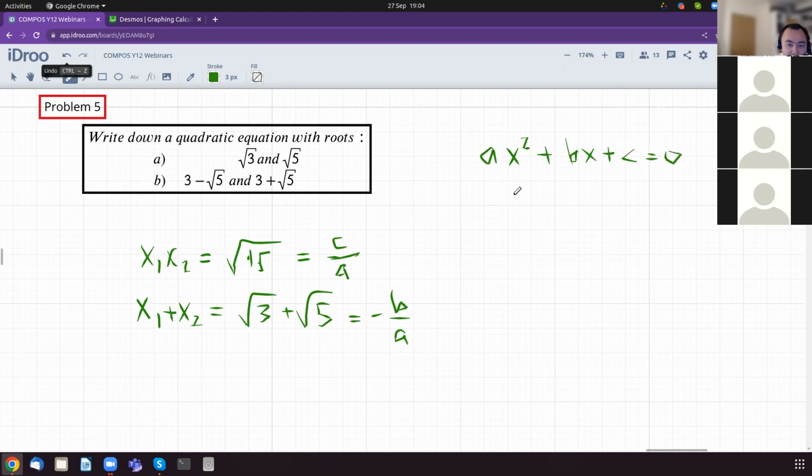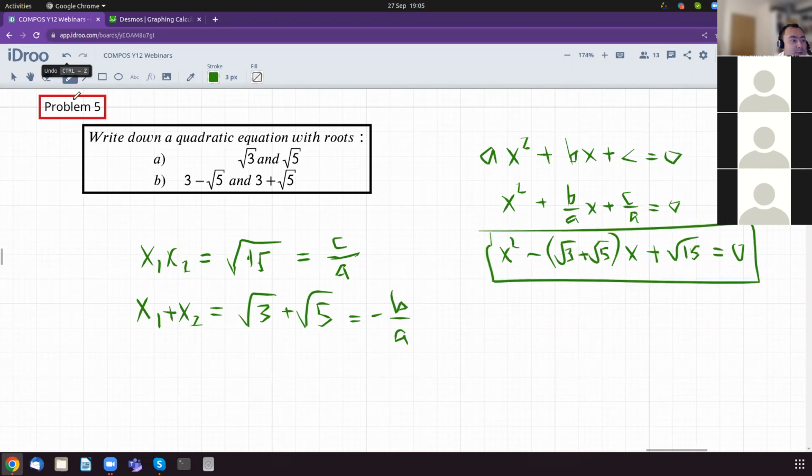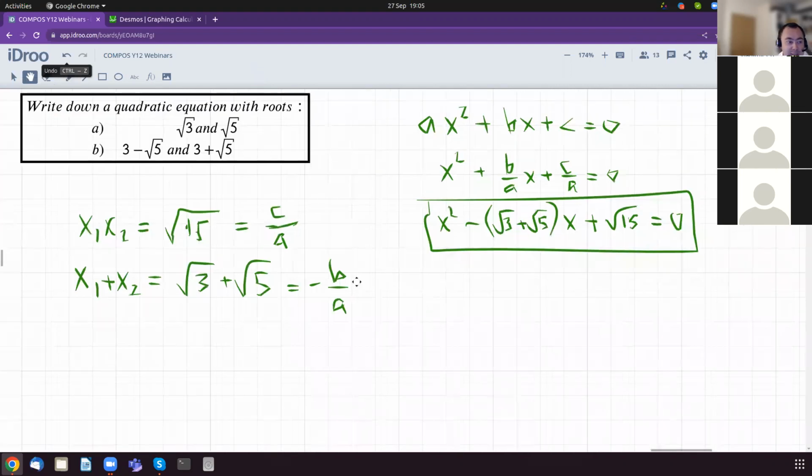We divide by a, so x squared plus b over a x plus c over a equals 0. So x squared minus (square root of 3 plus square root of 5) x plus c over a, which is square root of 15. And that's the quadratic equation we're looking for. Super easy, right? But what if I said you can do it even easier?